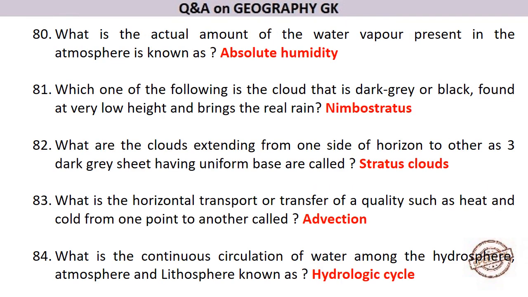What is the actual amount of the water vapor present in the atmosphere? Absolute humidity. Which one of the following is the cloud that is dark gray or black, found at very low height and brings the real rain? Nimbostratus. What are the clouds extending from one side of horizon to other as three dark gray sheet having uniform base called? Stratus clouds. What is the horizontal transport or transfer of a quality such as heat and cold from one point to another called? Advection. What is the continuous circulation of water among the hydrosphere, atmosphere, and lithosphere known as? Hydrologic cycle.